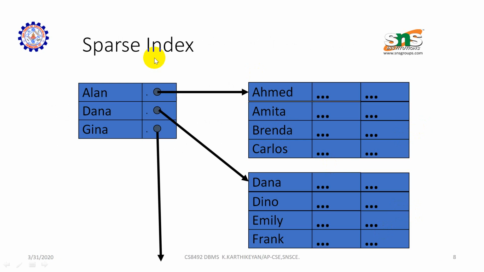For example, here in the sparse index, only one record entry goes into the block in the table. This is the first: Alan can enter one entry for the block. Dana can enter the next block, and Gaina enters the next block.